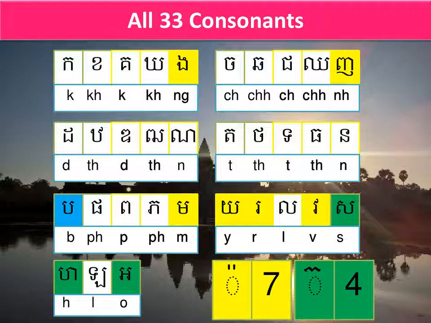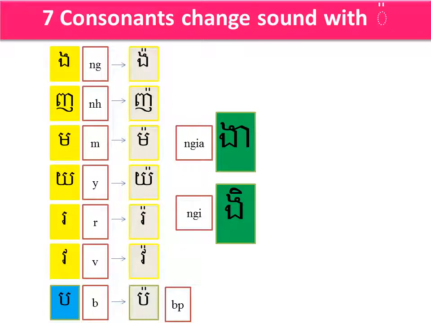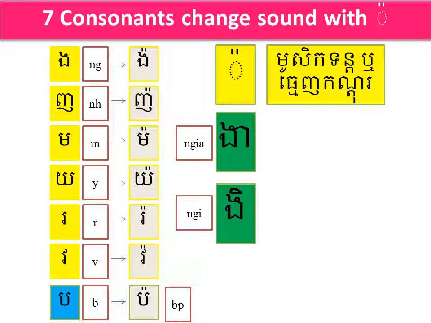And I highlight the blue one, which is special. The blue one can change to be in one group and can also change to be in the other group. So let's see it. Okay, so this is the O consonant. Ngô, nhô, mo, yo, ro, vô are in the O consonant group. The O consonant's sound is a little big, but the other consonant's sound is small. So how to change? You see, we use this on the top.